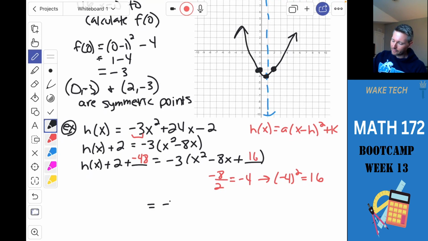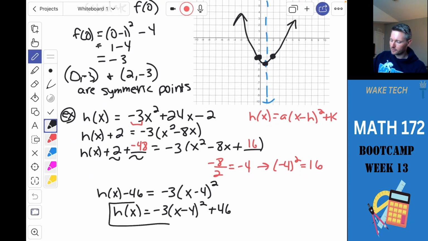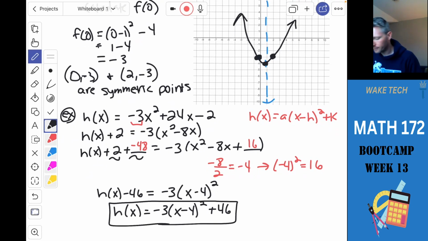On the right side now, what's over there is a perfect square. It factors into x minus 4 squared. On the left side, we can combine like terms to get -46. And then to place this in vertex form, we'll move the 46 back over to the right side. So here's the function in vertex form. We got there again by completing the square.